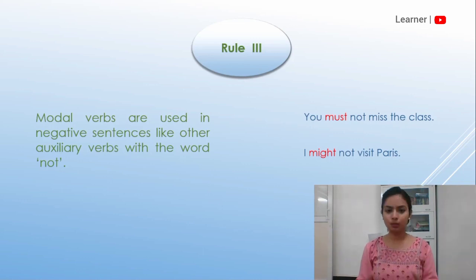I might not visit Paris. I is the subject, might is the auxiliary plus not and visit is the verb. Remember the form: subject, auxiliary plus not plus verb.